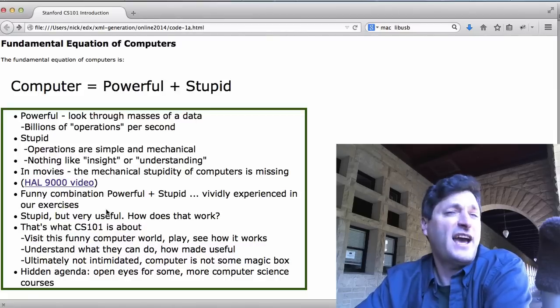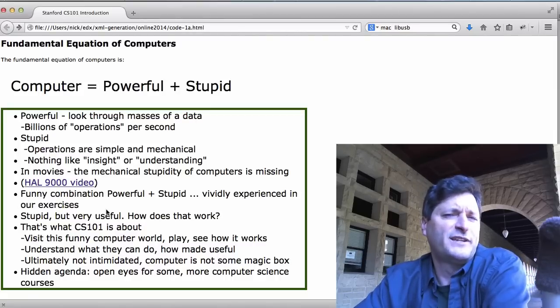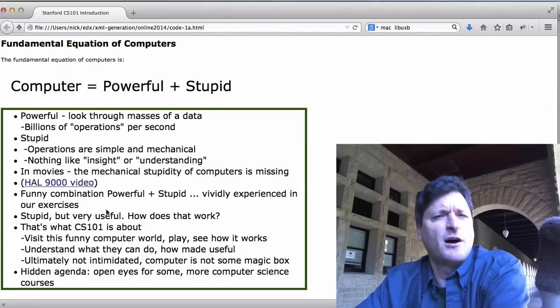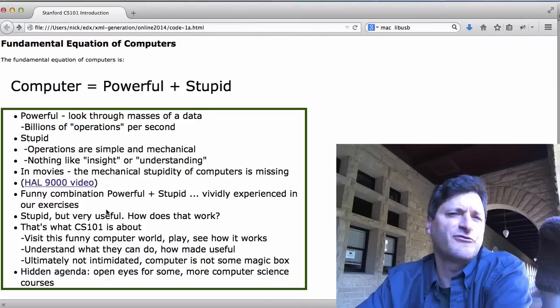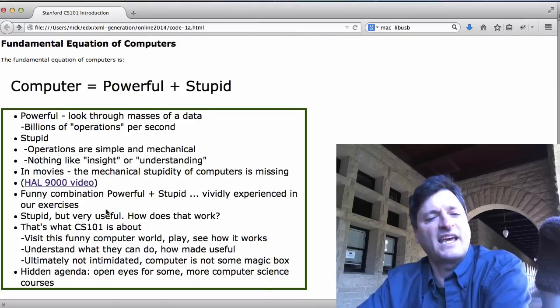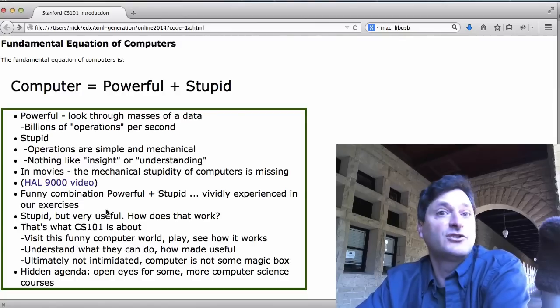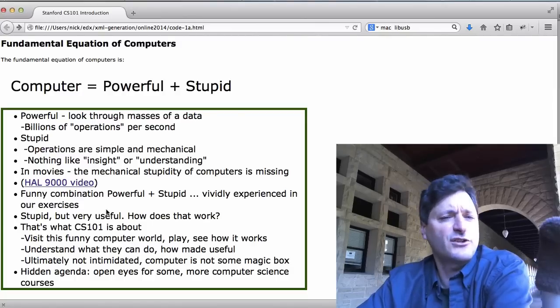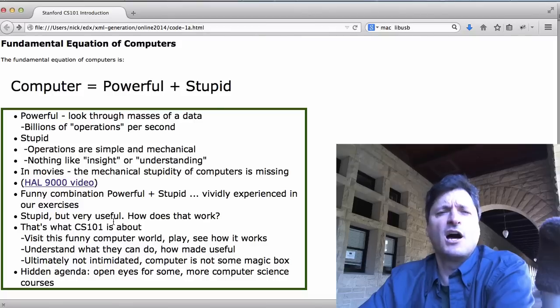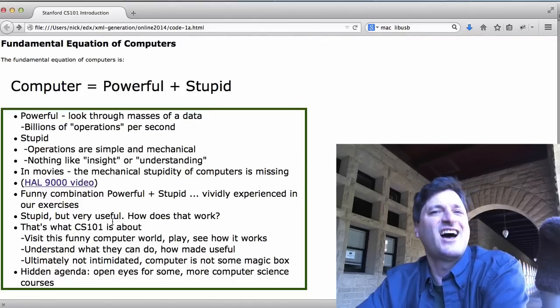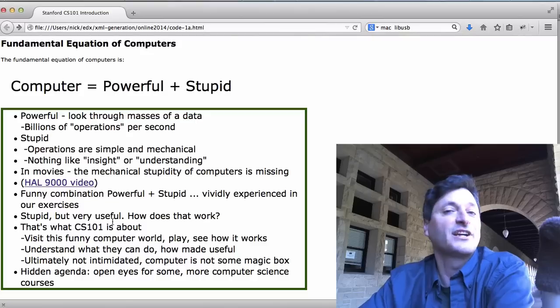But just for today, if the computer is so stupid, how is it that so many useful features can be implemented with computers? And in a way, that's what CS 101 is about. I want to visit the computer world and get a feel for this powerful mechanical world of the computer. And then connect that to useful features that we use every day and understand what puts all that together. Ultimately, the goal for this class is that you understand how computers work, and in particular, you're not intimidated, that you understand how they work and what they can do.